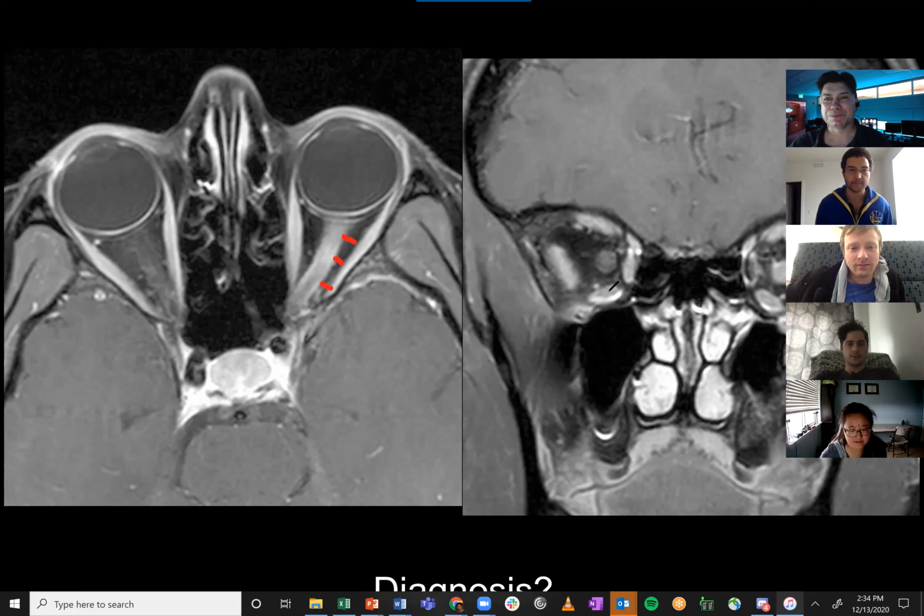Right. So then the next question is, is it the nerve itself that's enhancing, or is there enhancement around the nerve? On the coronal, it looks like it's around the nerve. But is it like a halo around the outside, like a meningioma with no enhancement in the middle, or is the middle enhancing? I'd say the middle's enhancing as well. The middle's enhancing. Good job.